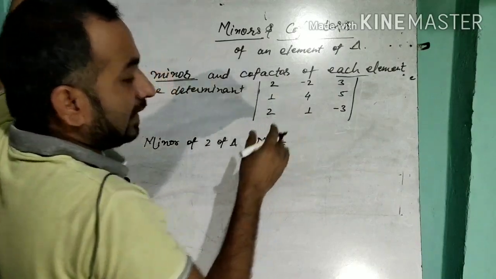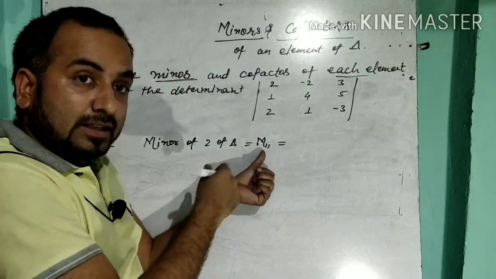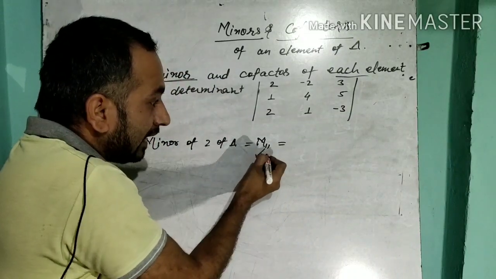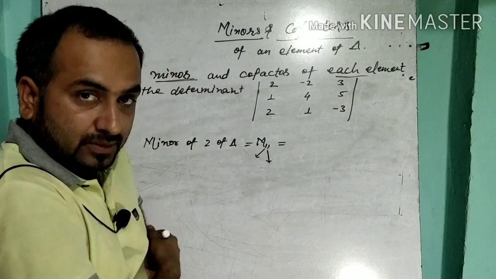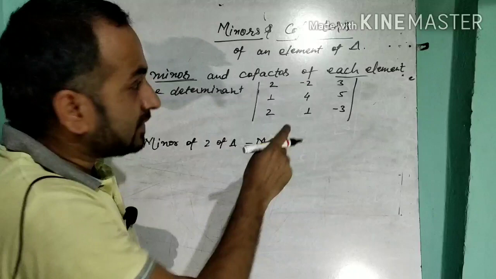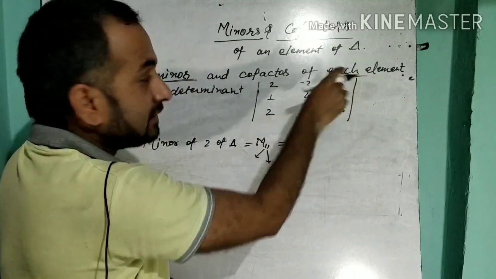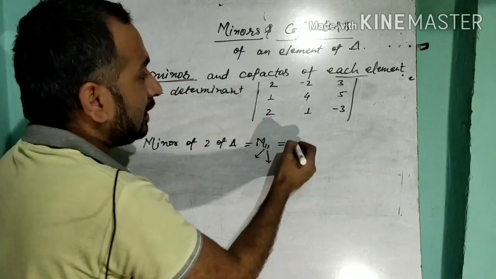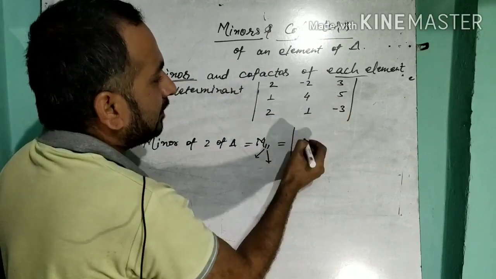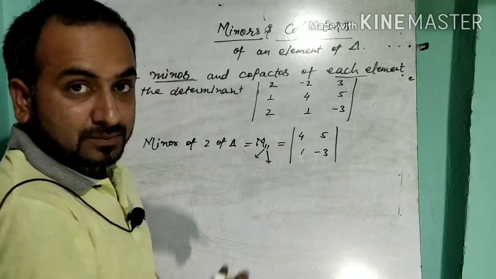This means according to the definition of the minor, we have to remove the ith row, this is your ith and this is your jth. It's the first row and first column, so we will remove the first row and first column. So 2, -2 and 3 are deleted elements, and 2, 1, 2 are also removed. So we will get 4, 5, 1 and 3. It's a second order determinant here.